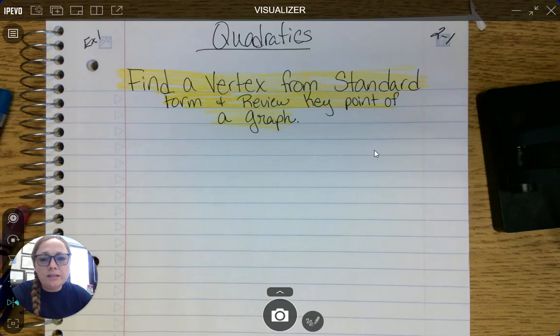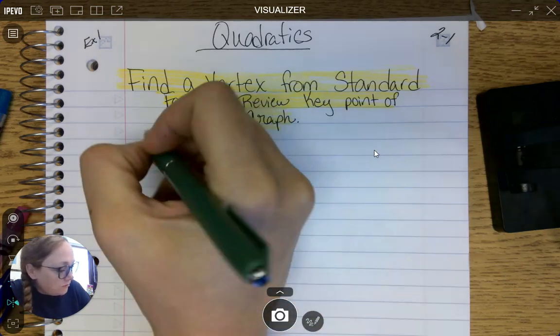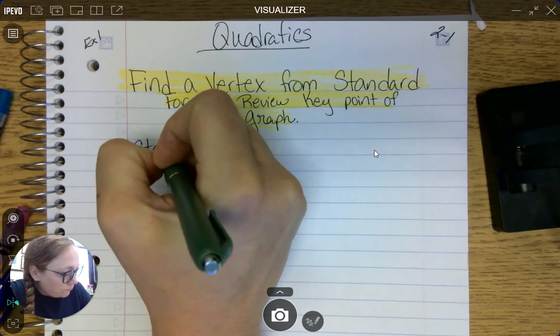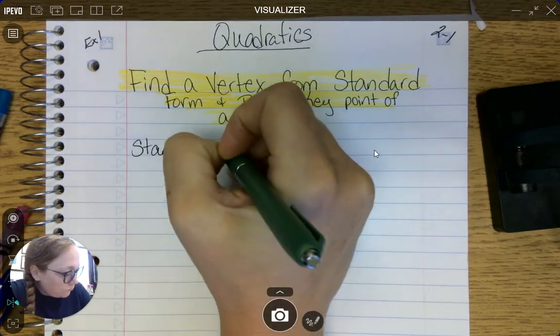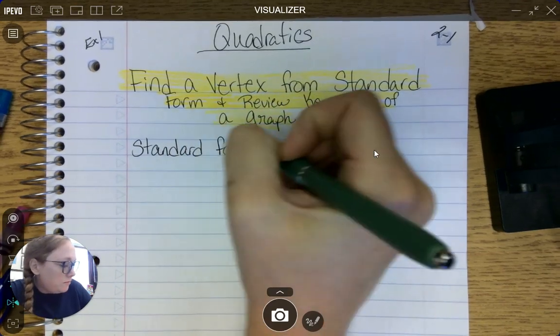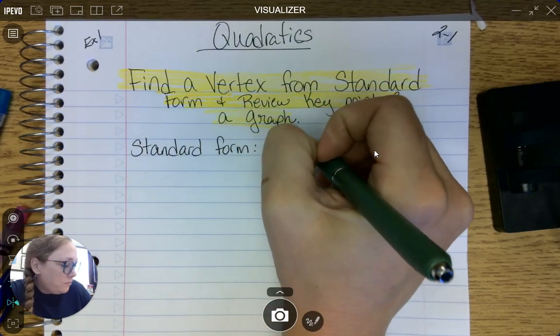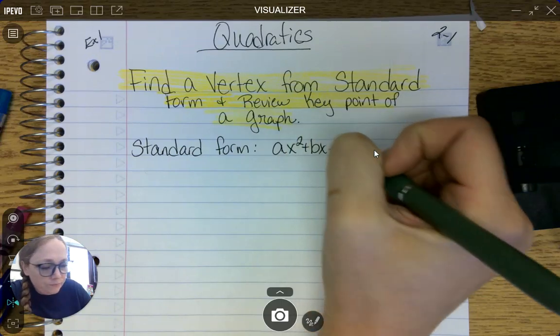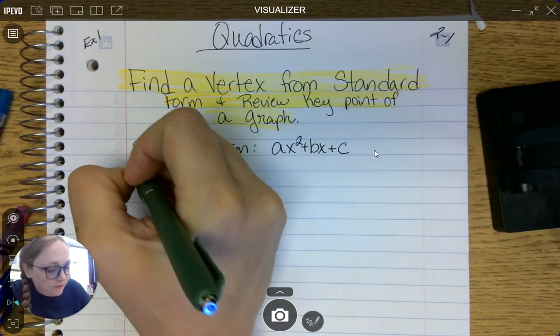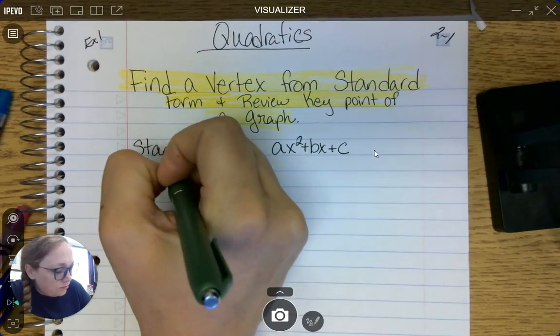Okay, today we're looking at how to find the vertex from a quadratic equation written in standard form, and then we're going to review the key points of a graph that we've learned in previous videos. So let's review standard form. Standard form is written in ax squared plus bx plus c form. To find the vertex, this is new.